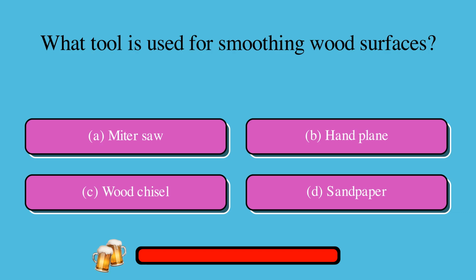Let's get started with some woodworking tools trivia. What tool is used for smoothing wood surfaces? A. Miter saw, or B. Hand plane, or C. Wood chisel, or D. Sandpaper? The correct answer is B. Hand plane.